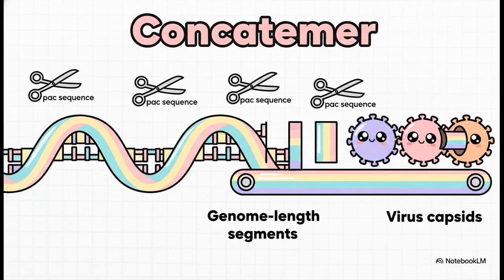Well, this introduces a genuinely fascinating concept called a concatemer. Instead of making single copies of its genome one by one, the virus uses continuous DNA synthesis. So it creates this massive, long, repeating chain of genetic material, just waiting to be processed and snipped into exact genome-length pieces by those PAC sequence scissors we just talked about.